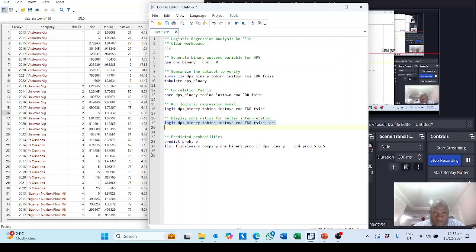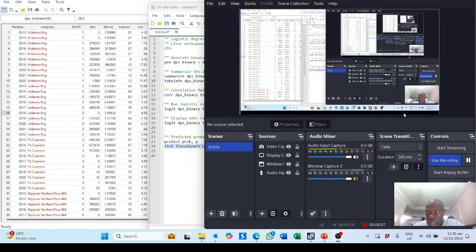Then we can have a list of the variables that shows the firms that have the probability of paying dividend that is greater than 0.5, and we'll have a list of such firms. It will give us an idea of firms that are likely to pay dividends with their probability greater than 0.5. That said, we'll move into the Stata environment again.